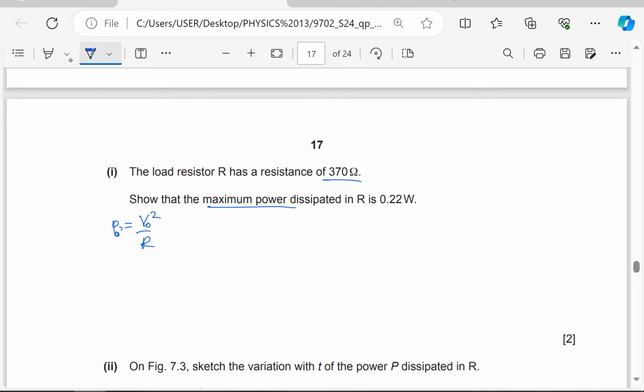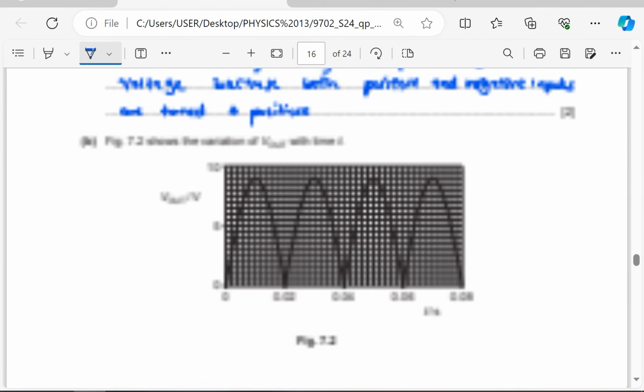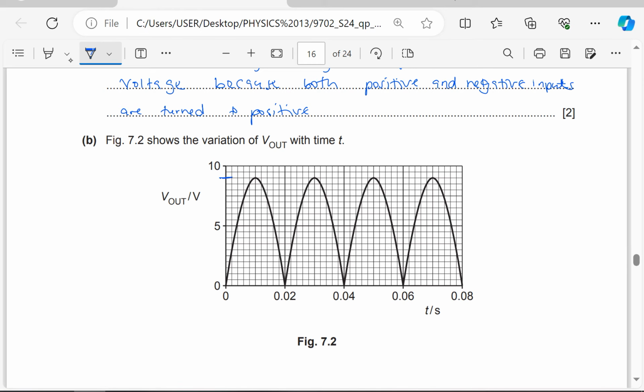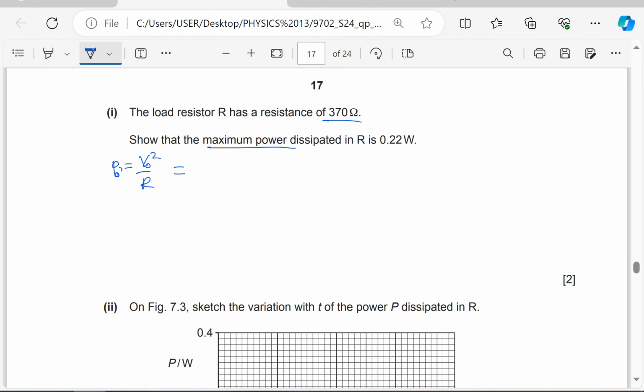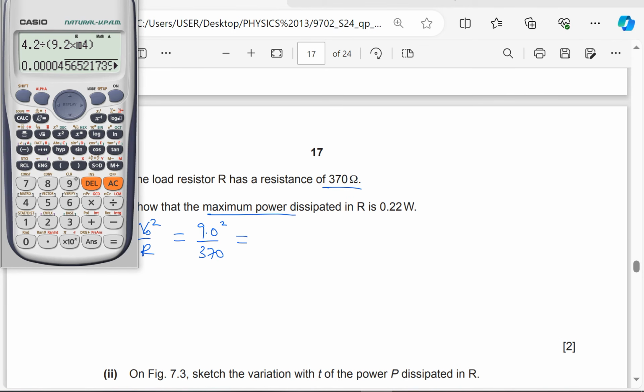So this is going to simply be, from the graph, my V naught is this one, which is, I think this is 9. Yes, that is 9. So this is going to be 9.0 squared divided by R, which is 370. So this is going to be 9 squared divided by 370.